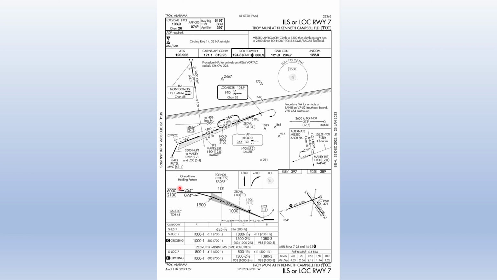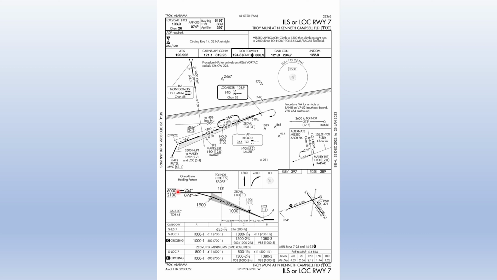You'll also notice it has the heading for the outbound leg of the holding pattern up on the top of the course line and the inbound heading for the holding pattern on the bottom. And then on some holding patterns, you have to maintain a certain altitude while you're in the holding pattern. And so it's got that depicted with just a straight course line there.